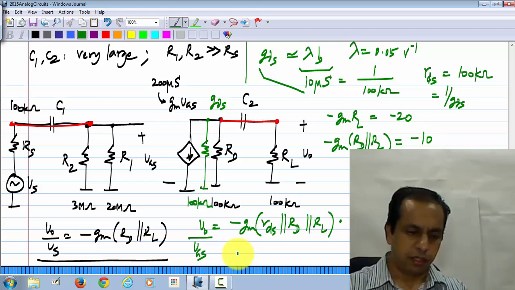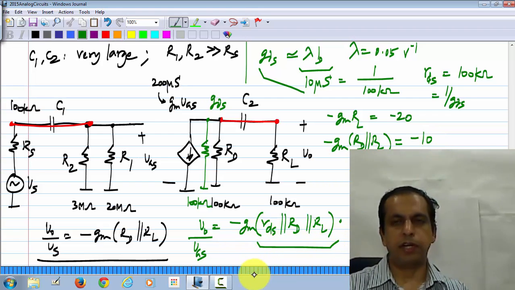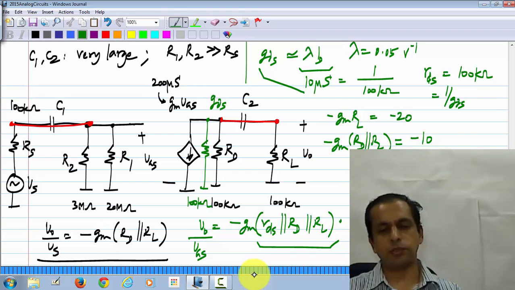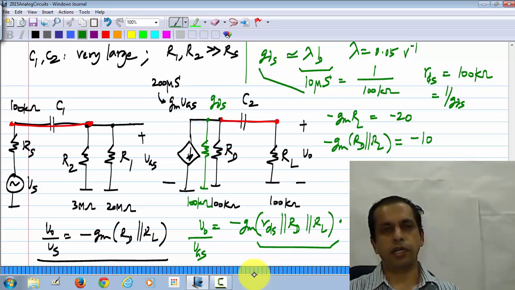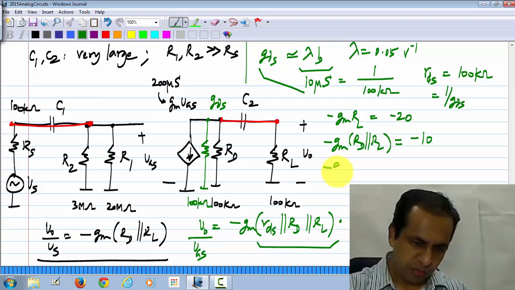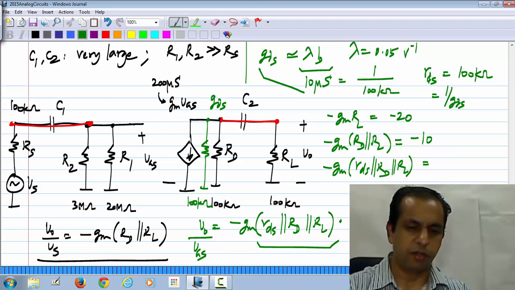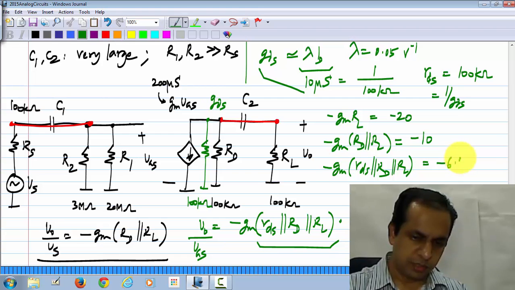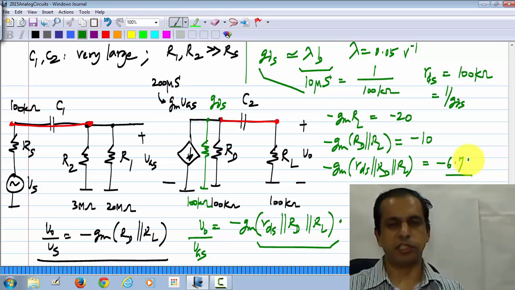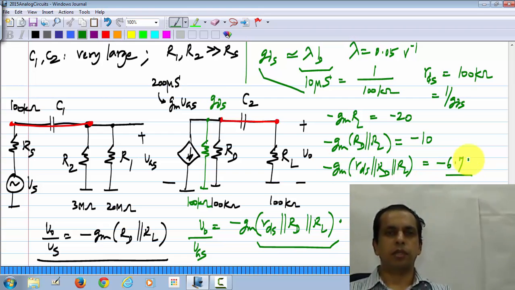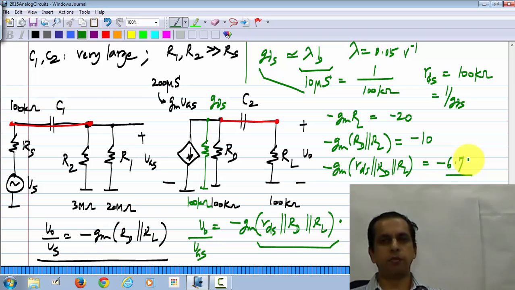And finally, what we get is not even that, we have RDS also in parallel, and in this case coincidentally RDS is also 100 kilo ohms. So, minus GM RDS parallel RD parallel RL will turn out to be minus 6.67. Okay. So, the effect of RDS is to reduce the gain of the common source amplifier, and in general any amplifier.